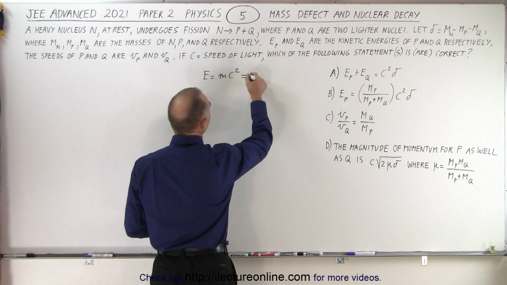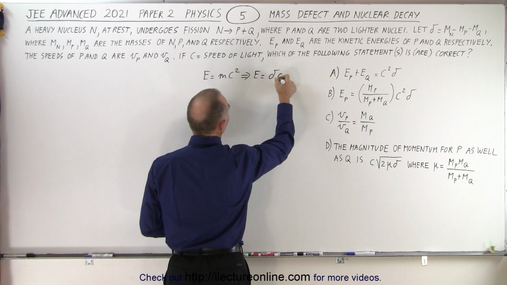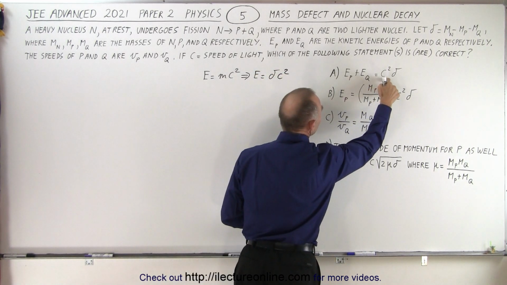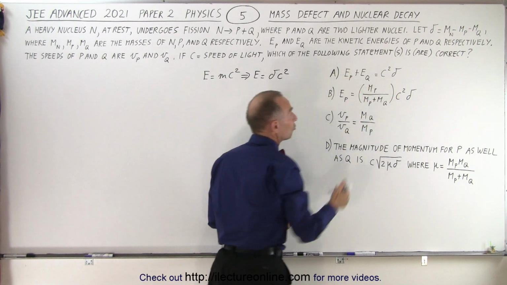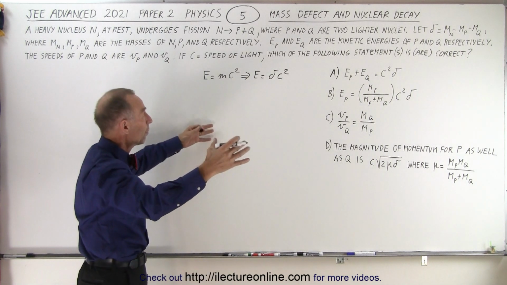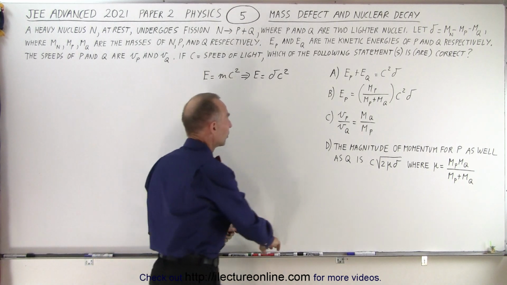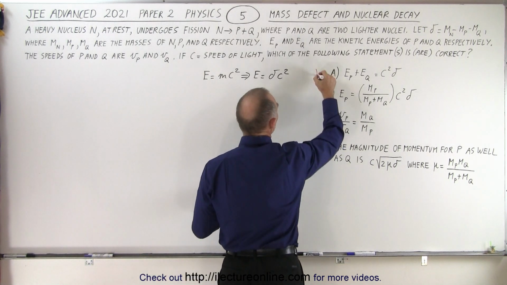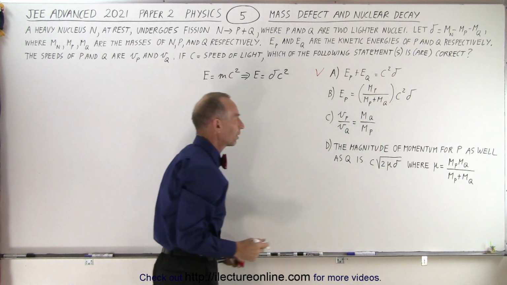So in this case, we can say that energy is equal to the mass defect times c squared, which is what we have over here, and they claim that this is equal to the sum of the two kinetic energies, which we can assume, since all the energy goes into moving the two particles that were created, the two lighter nuclei. So it seems reasonable to assume that the total energy of the two particles combined adds up to mc squared. So that's essentially what that is.